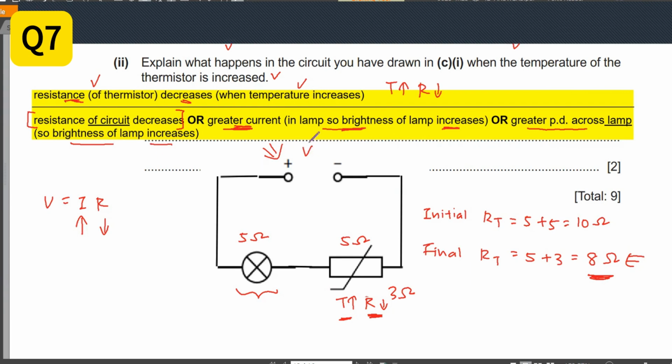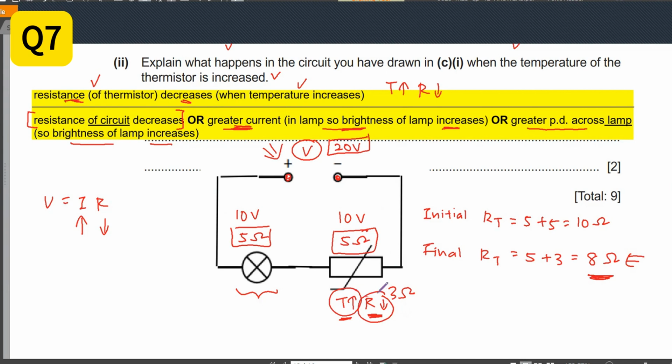So the idea is like this. The voltage is constant. Let's say we start with 20 volts. The power supply is constant. For a series circuit, the energy supply will be shared equally by the two components. Initially we have 5 ohm, 5 ohm. They will use up an equal amount of energy, so they will use up 10 volts and 10 volts. But now when temperature increases, resistance decreases.